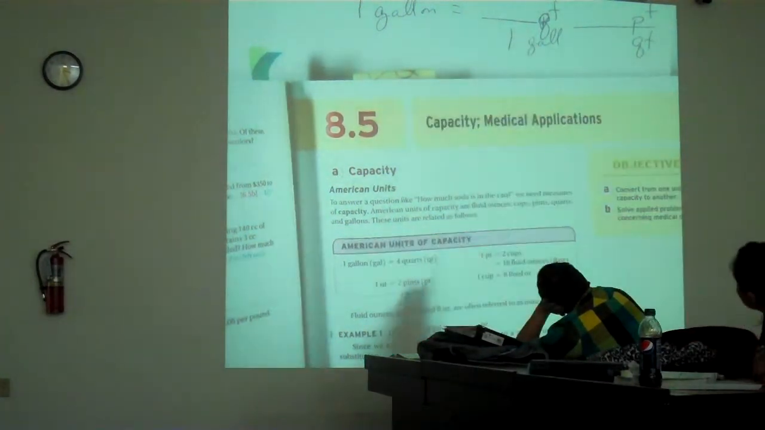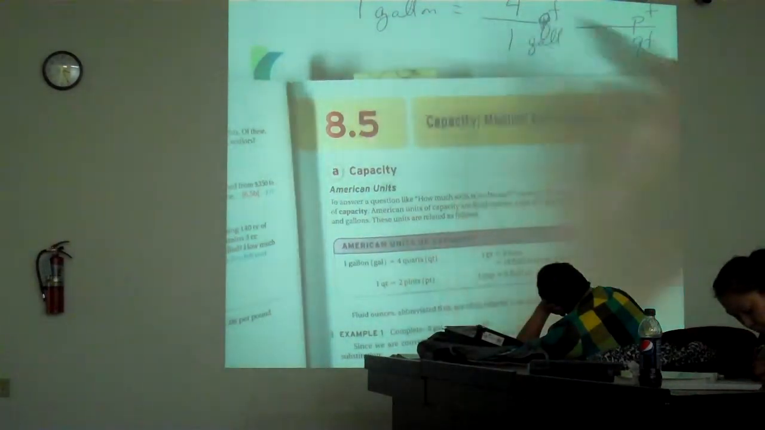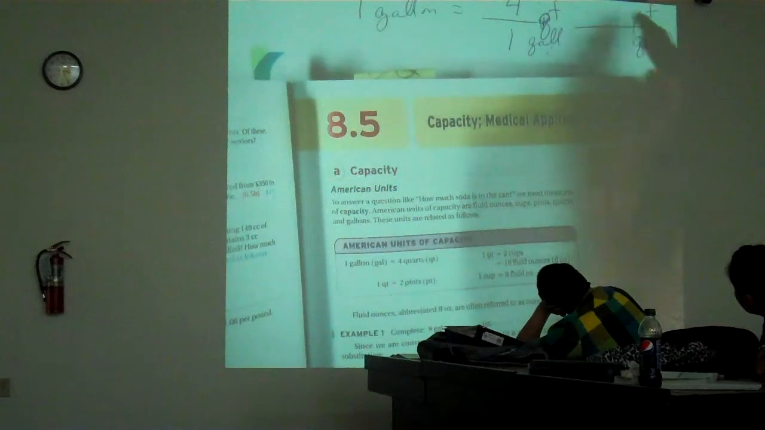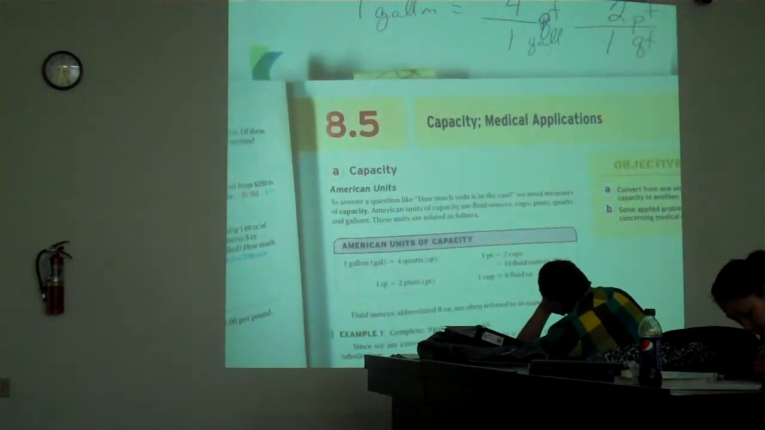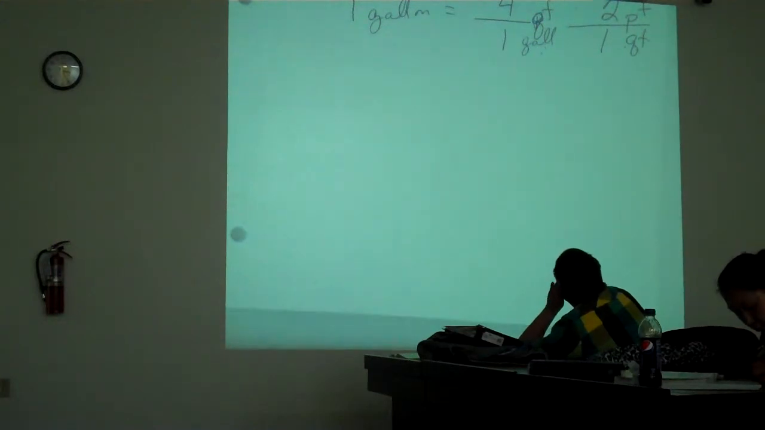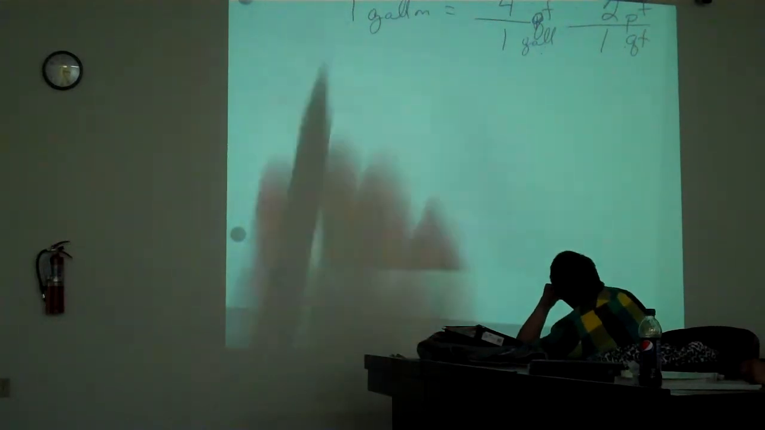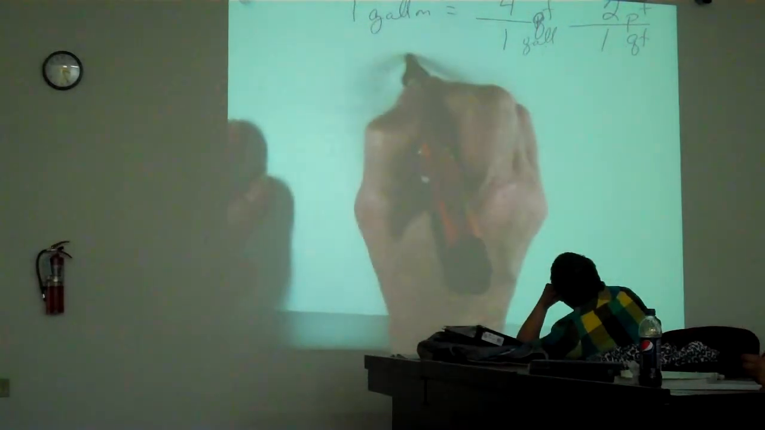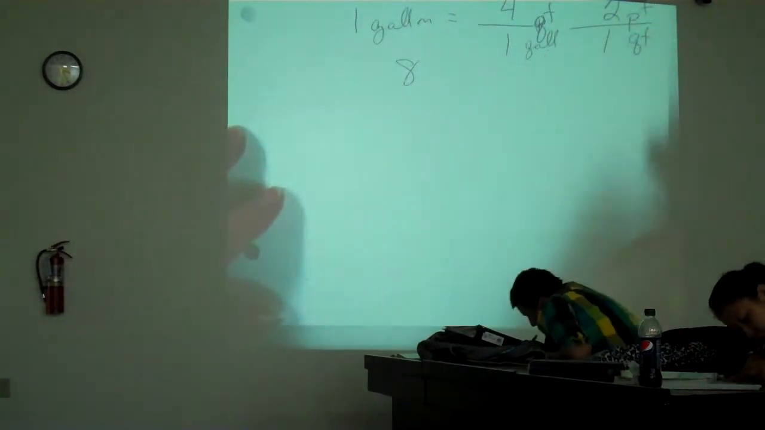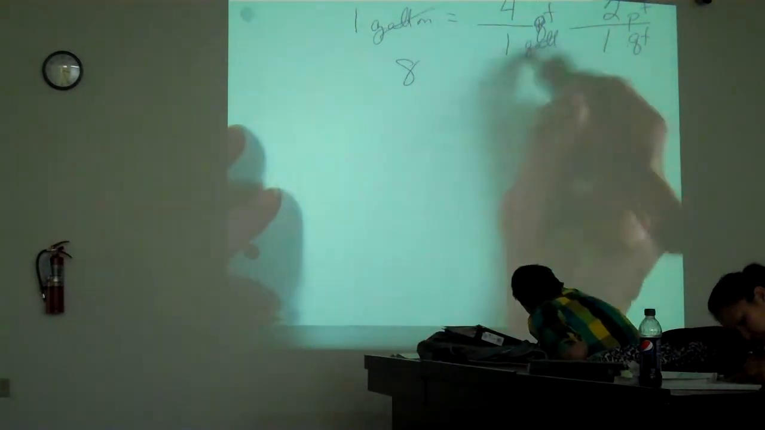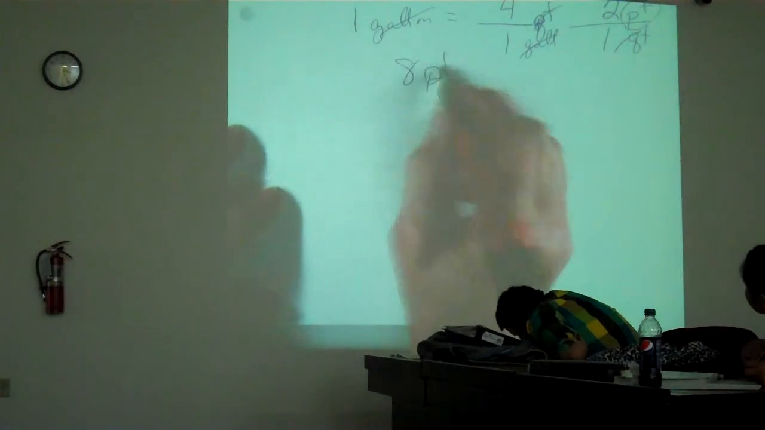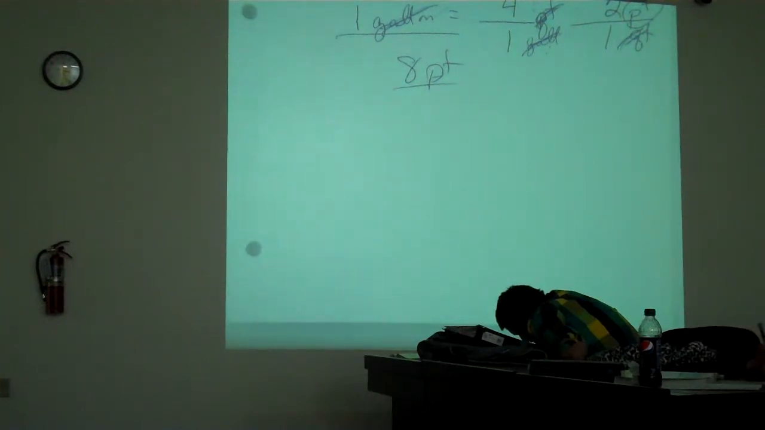Okay, 1 gallon is 4 quarts. 1 quart is 2 pints. So everything's on top, so everything's going to be multiplied. You won't have to do any dividing. 1 times 4 times 2, so 1 gallon is 8 what? Pints. If you forget, you can cancel those off. Cancel gallons, cancel quarts. 8 pints. 1 gallon is 8 pints. Okay, so you see how you can do it if you have to do more than one now.